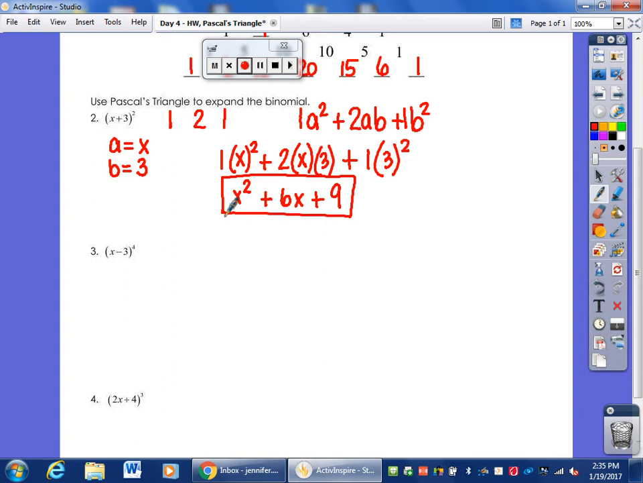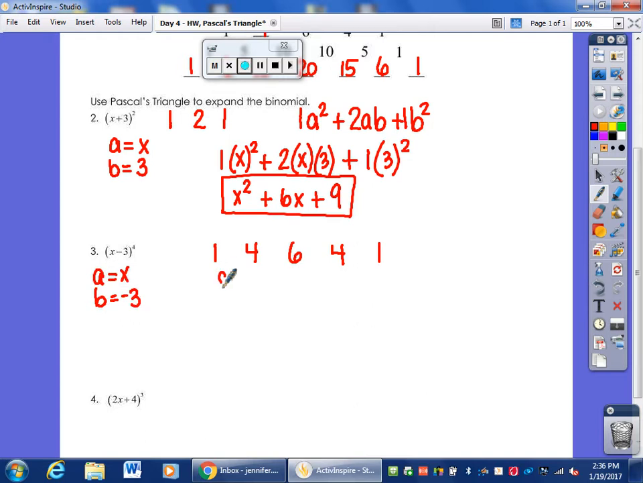The next one is the 4th row, because it's x to the 4th power. So it's going to be 1, 4, 6, 4, 1. That's the 4th row of Pascal's triangle. And then our a value is going to be x. Our b value is going to be -3.